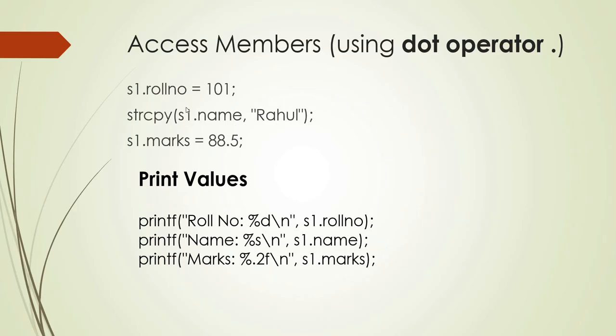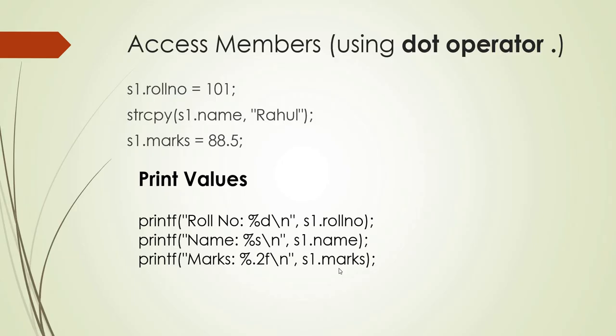Since I need to print the roll number, this will be the format specifier %d because it is an integer data type. So roll number %d. How to print it? s1.rollnumber. Then next comes the name. Since it is a character array, I am using the format specifier %s.